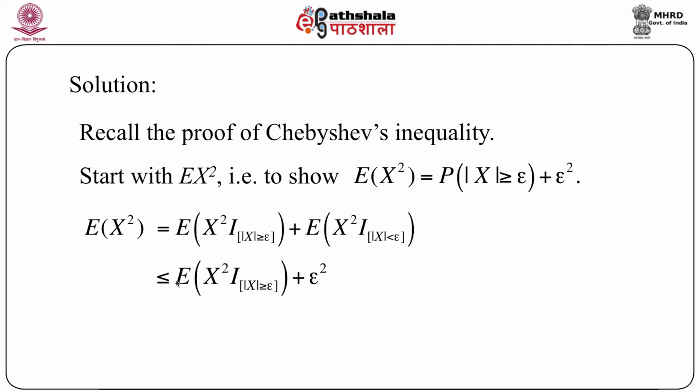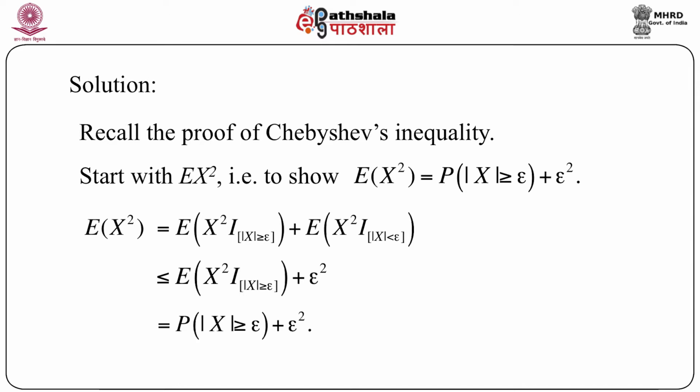So we get another inequality. That means we can immediately write that expectation of x square indicator of modulus of x greater than or equal to epsilon plus the second term is less than or equal to, or we can write less than, epsilon square.